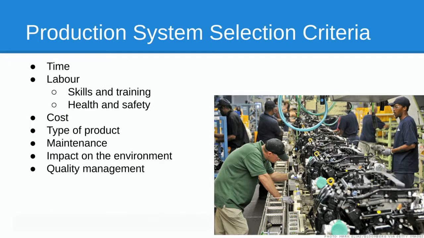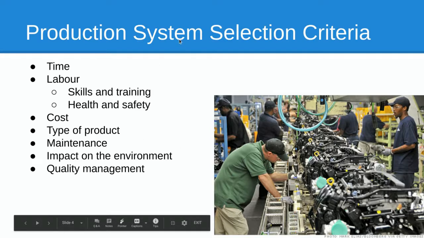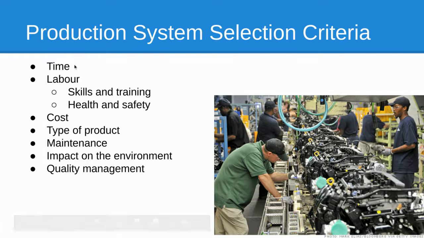Production system selection criteria. Things that you need to consider for your manufacturing: the amount of time it takes to produce it, the labor, skills and training, health and safety of those people, the cost, the type of product, maintenance, impact on the environment, and your quality management.